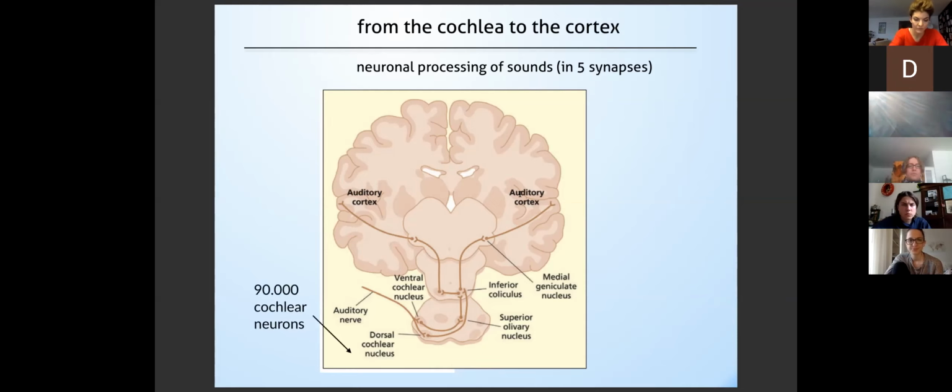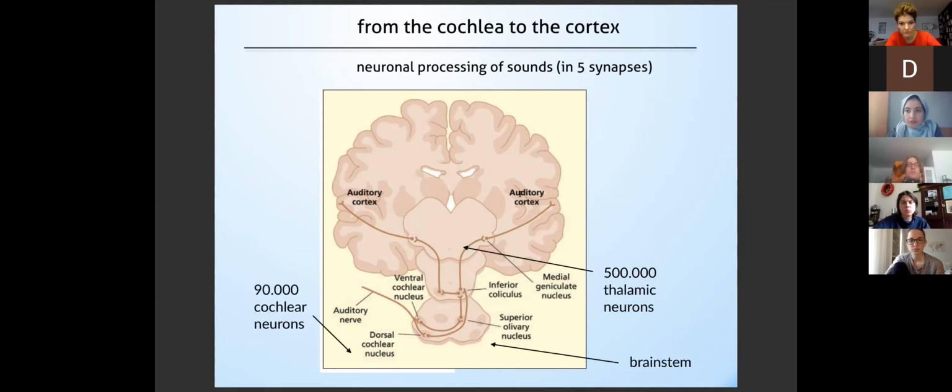Right, so it's interesting to see how many neurons are dealing with this information. The interesting part is that the more you go upwards, the more neurons you're going to have. So you have 90,000 neurons here, then you're going to have 500,000 thalamic neurons, and then you get 100 million cortical neurons, okay? So you see why the elaboration of the signal is way more sophisticated in the cortex, because you have way more neurons dealing with that, okay?